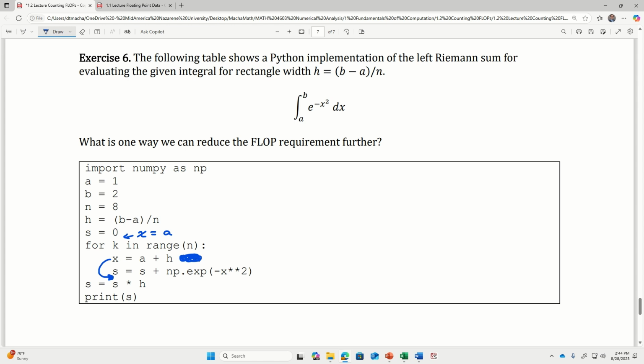So that way, every time you're not multiplying h times k, you're just adding h. But you get the same result. Oh, sorry, and another thing I forgot. There we go. That's what I meant. You're just adding h to x. So x is increasing in value as we go. Yeah, that's what you do.